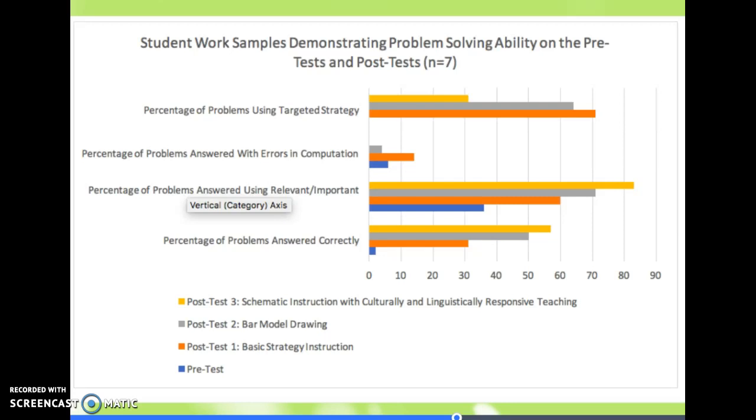So here's a graph showing how the students did. You can see that here's the pre-test. And so overall, students improved their ability to answer questions correctly quite a bit. And also I found this information important, that this is the percentage of problems using the targeted strategy. So students definitely use the RISE strategy as well as the bar model strategy quite a bit for problem solving.